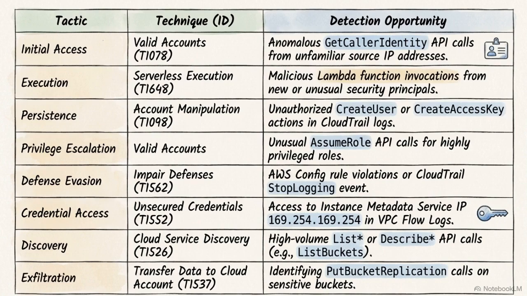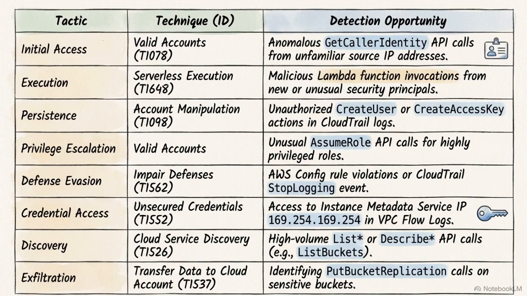Defense evasion via impaired defenses, T1562, yields signals like AWS config rule violations or a CloudTrail StopLogging event. For credential access through unsecured credentials, T1552, defenders look for EC2 instance metadata service abuse, detectable by monitoring access to 169.254.169.254 within VPC Flow Logs.